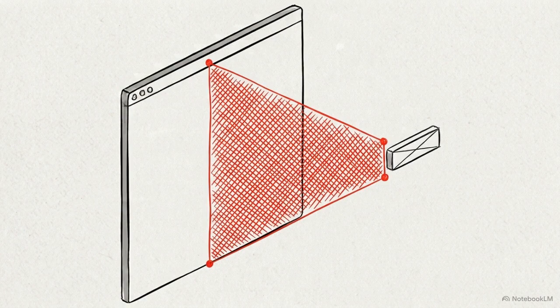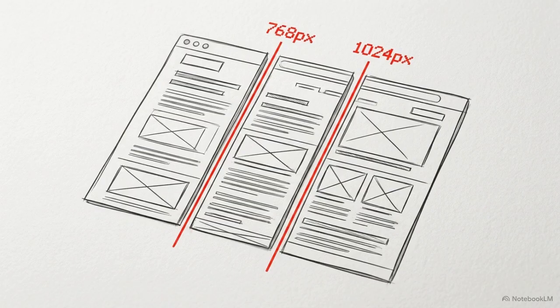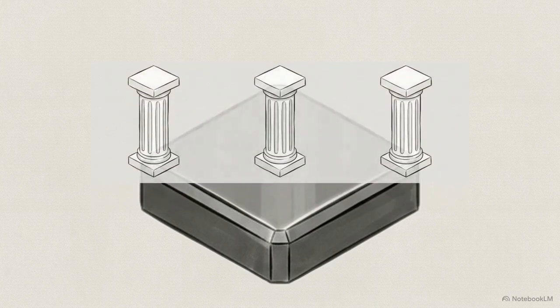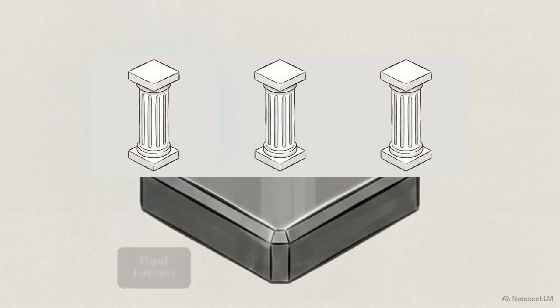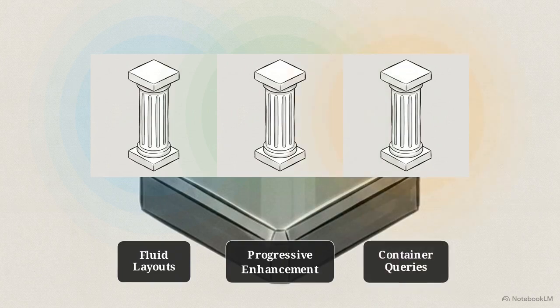Addressing this specific friction, the gap between the size of the browser window and the actual local environment of the UI component, is the core focus of the modern web strategies we develop and analyze at Royal Research. To build robust, modular interfaces, we have to stop designing around rigid breakpoints. The solution lies in a three-pillar architectural system: fluid layouts, progressive enhancement, and container queries.